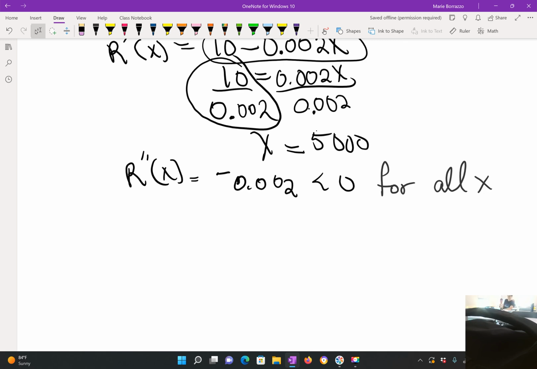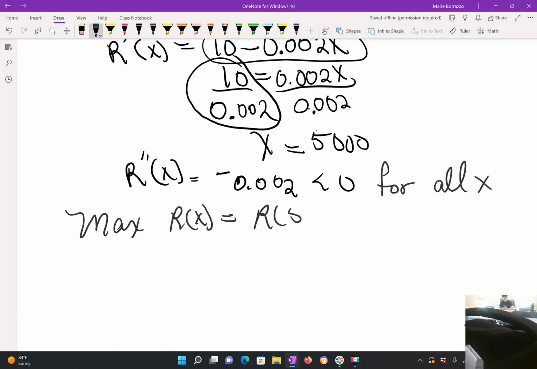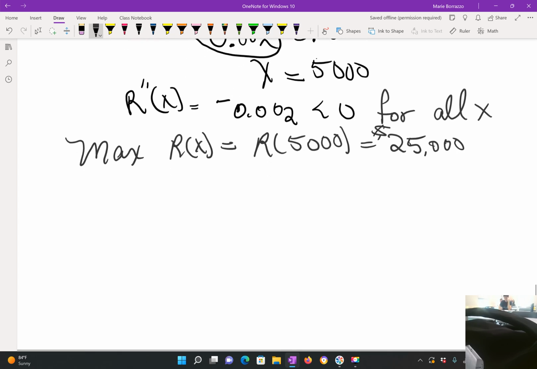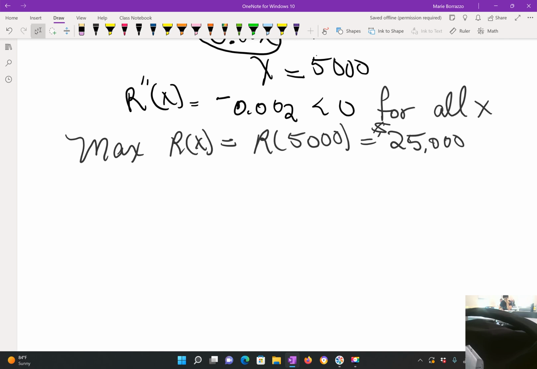Okay, let's see where I am in this example. Consider that at this point then the max of R of x, the original function, which is going to be R of 5,000, is approximately 25,000. So you're basically substituting into the original function.